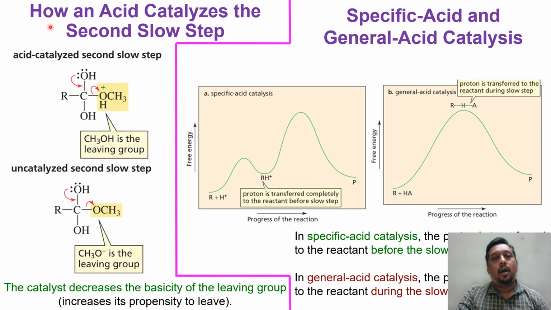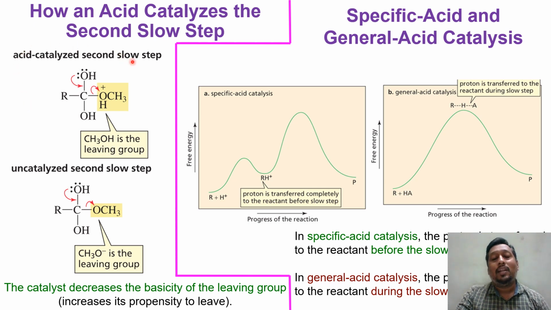Now let us look at how an acid catalyzes the second slow step. If you look at the uncatalyzed second slow step, the leaving group would be a methoxide ion, which is a strong base and a poor leaving group. Here, the catalyst decreases the basicity of the leaving group by coordinating to it, converting it into a weaker base like methanol, thereby increasing its propensity to leave. This is how an acid catalyzes the second slow step.